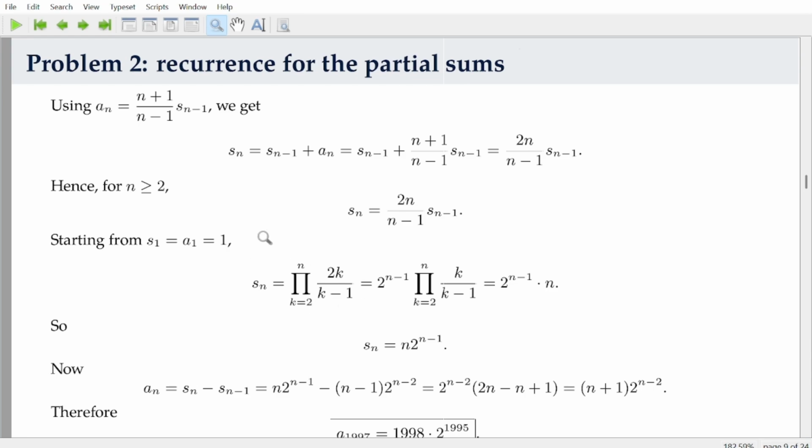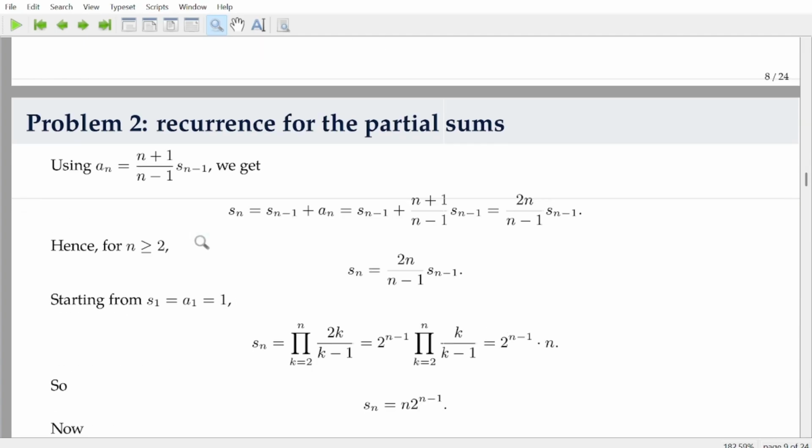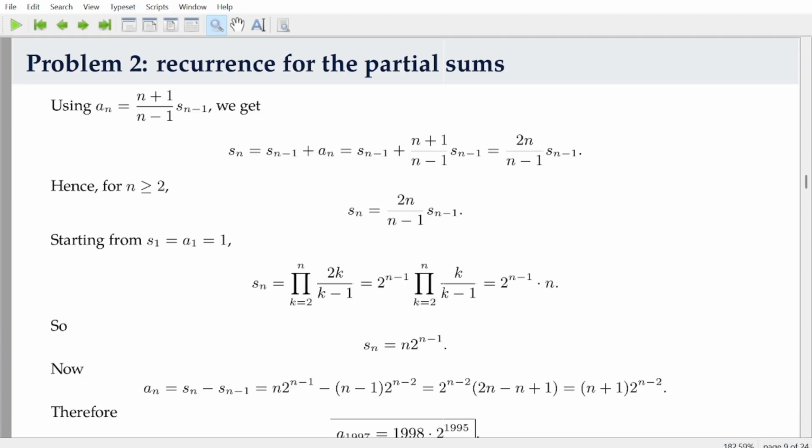Because we know that s sub 1 is our first term of our sequence, which we're given as 1. We defined s sub n as the sum of the first n terms of our sequence a sub n, and so s sub 1 is just a sub 1, and a sub 1 is 1. So once we get down to s sub 1, we can just replace that with 1. Ultimately, what we're working out here is just this product.